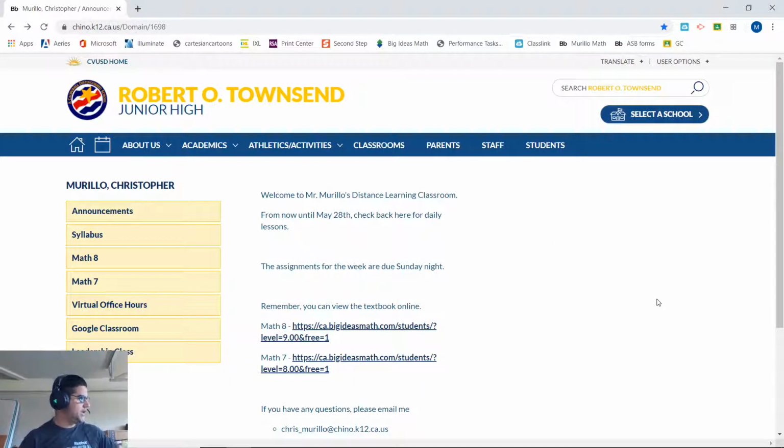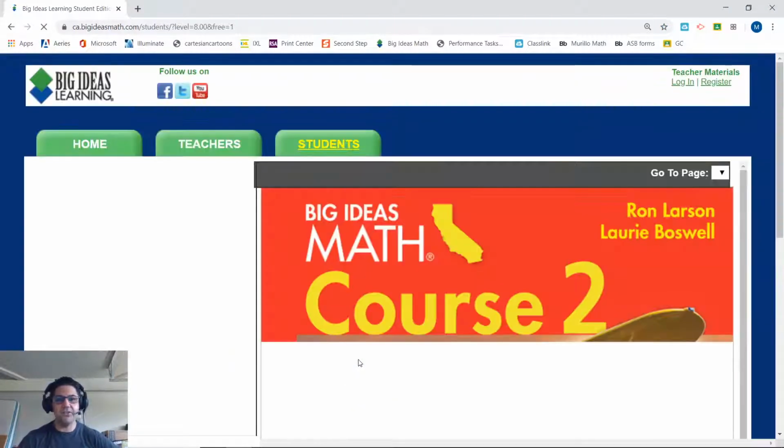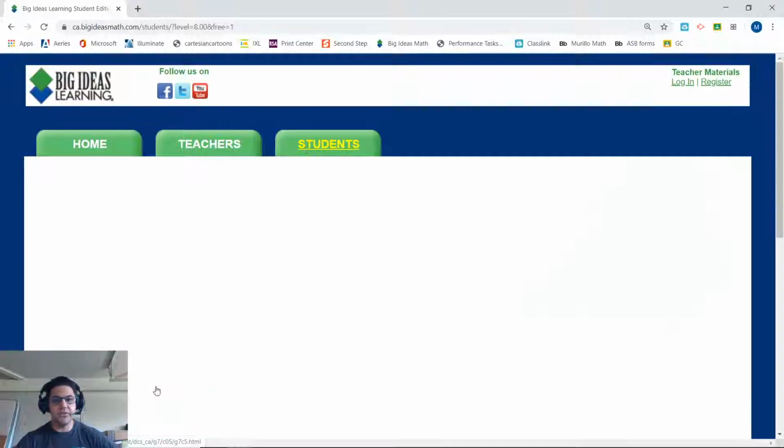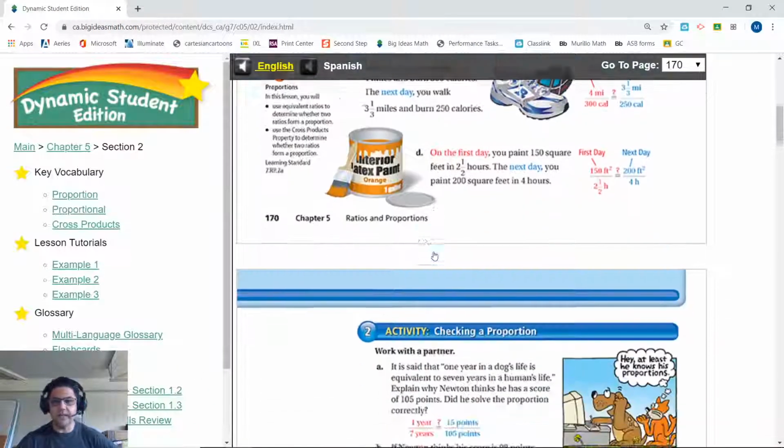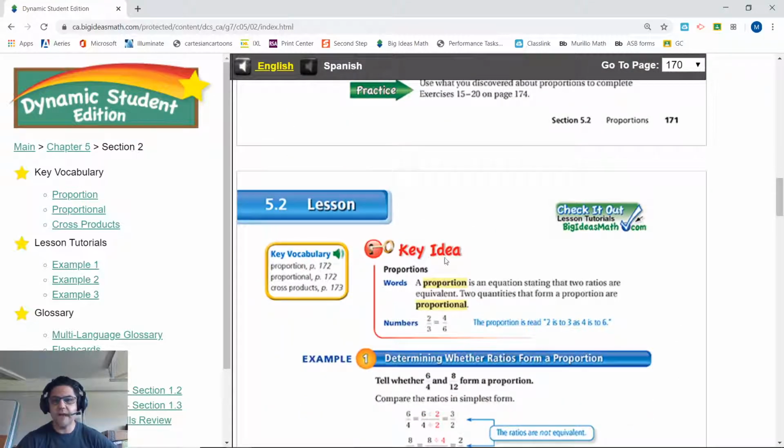We're looking at Chapter 5, talking about proportions, and that information is very helpful, especially when we get to our graphing. So let's go ahead and start off with lesson 5.2. So scrolling to 5.2, proportions. I got some information here. Again, scan through that.